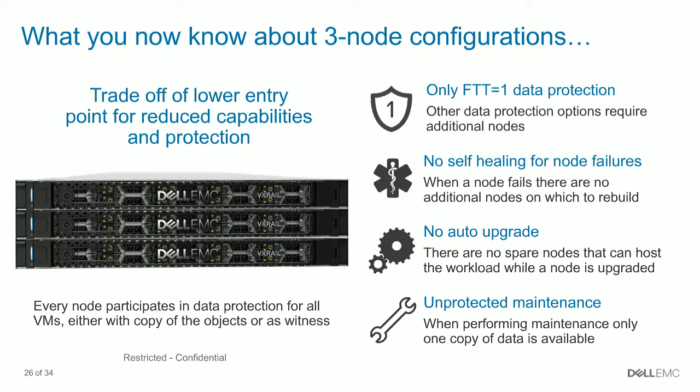promote. So you can see, FTT equals 1 is your default policy. So we don't need 3 nodes. That's your only option. If you wanted erasure coding or inline deduplication, you would need more than 3 nodes. You don't have that with 3 nodes. So when a node fails, there's no additional node to rebuild. So although it can function and work on 2 nodes, it's not ideal, and then unprotected maintenance. So, when performing maintenance, only 1 copy of data is available.